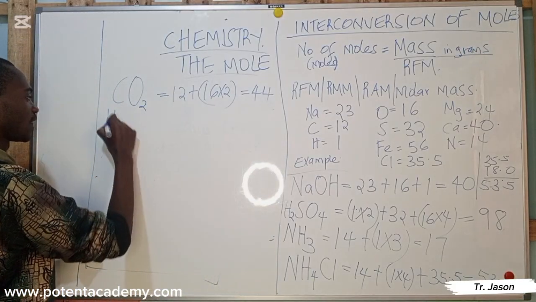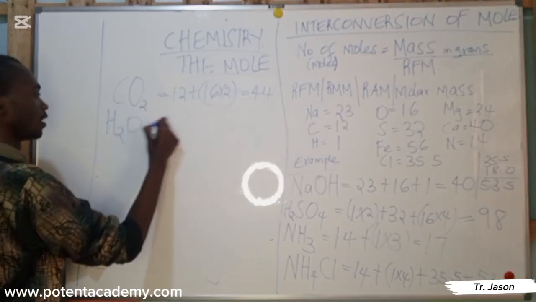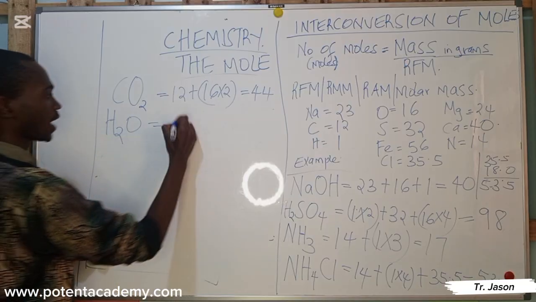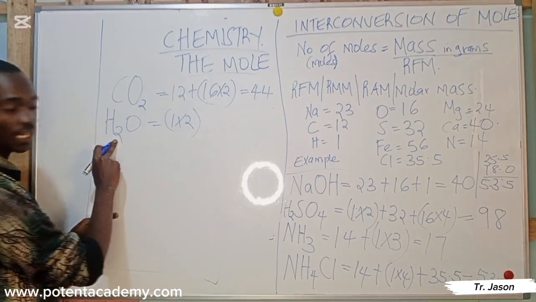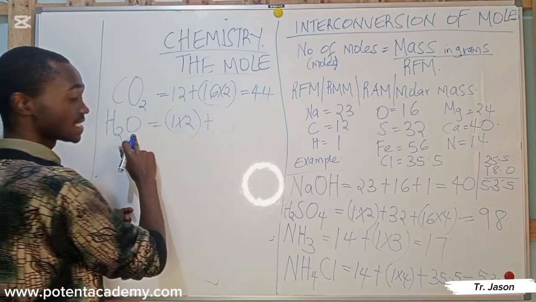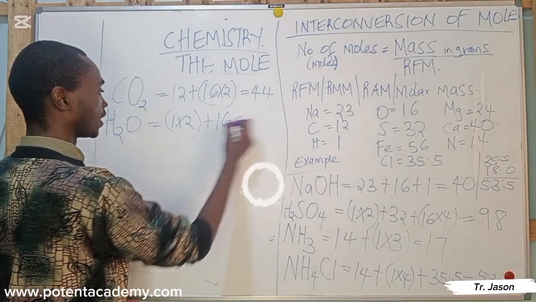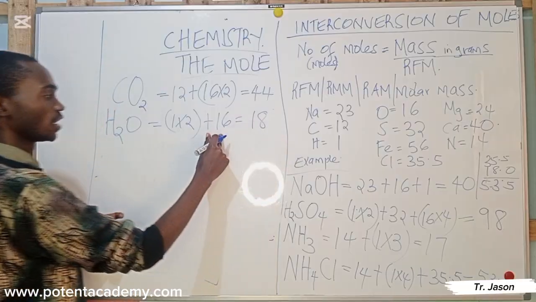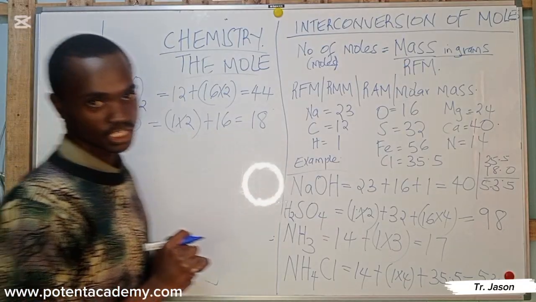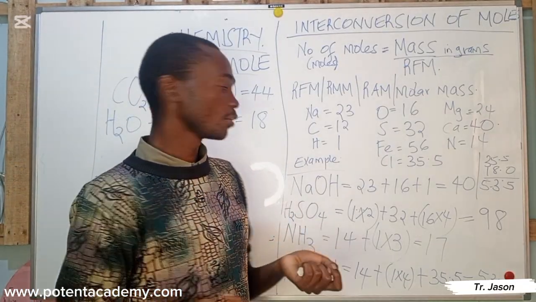Let us calculate the RFM of water. Hydrogen is 1. You multiply by 2 because the atoms of hydrogen are 2. Then you add 16. Get your answer as 2 plus 16, 18. Therefore, the RFM of water is 18. I think those examples are enough.